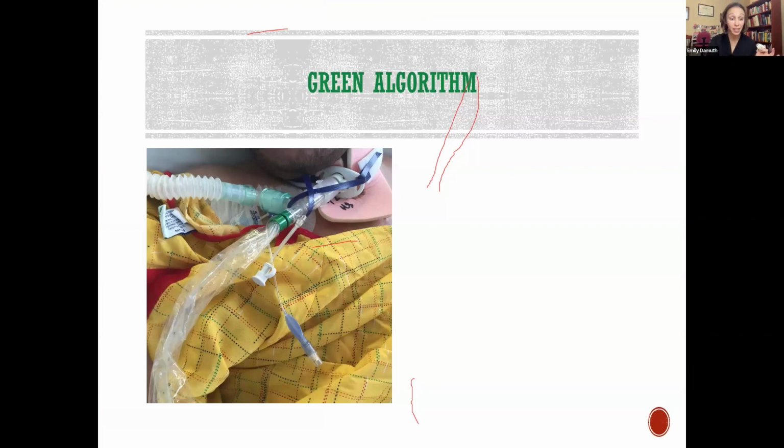Run the algorithm again. You can keep running the algorithm, right? So we're going to support oxygenation from above and below. This is actually a picture of him. I took it at a later date. He was a frequent patient of ours.